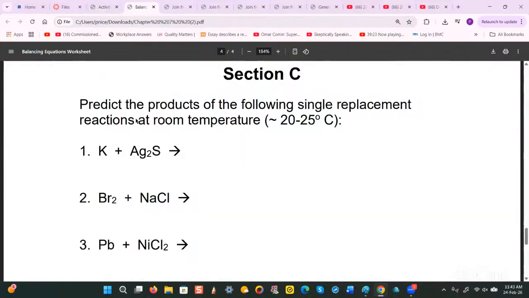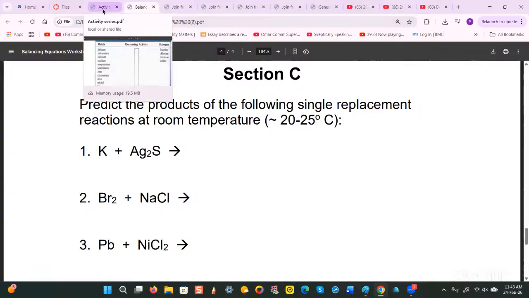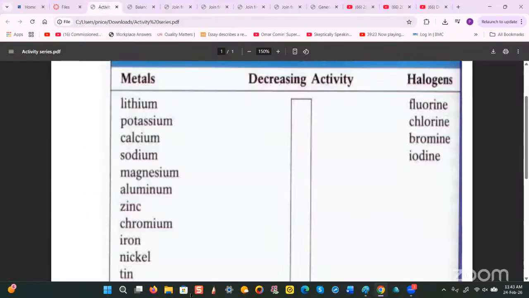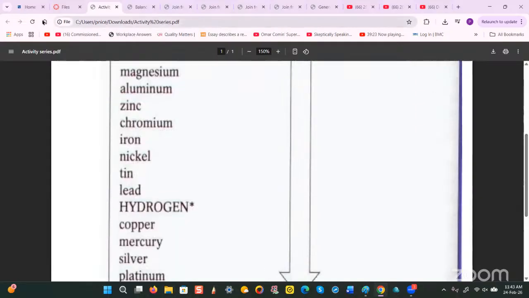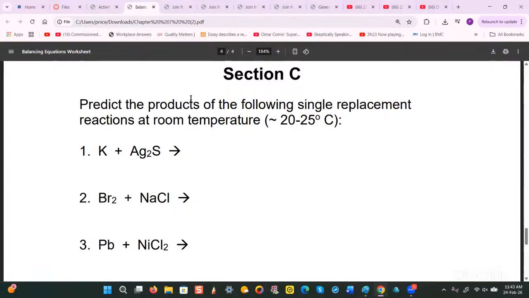The first question, they're giving you potassium and silver sulfide. So the question is, will this reaction take place? In other words, will potassium displace silver? If you go to the table, you see potassium is here, and silver is further down. So what would be the answer in terms of the products that would be formed? That would be K2S plus Ag. Exactly, and that's it. You don't even need to worry about balancing the equation because the question is just asking you to write down what the products are.